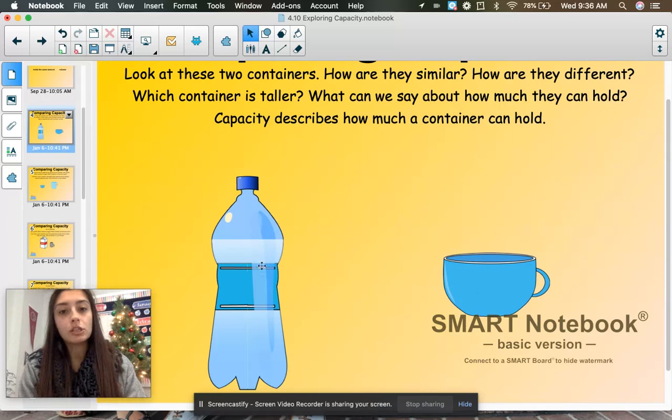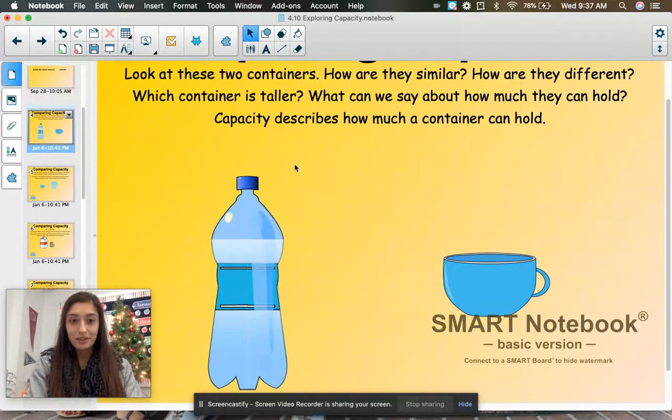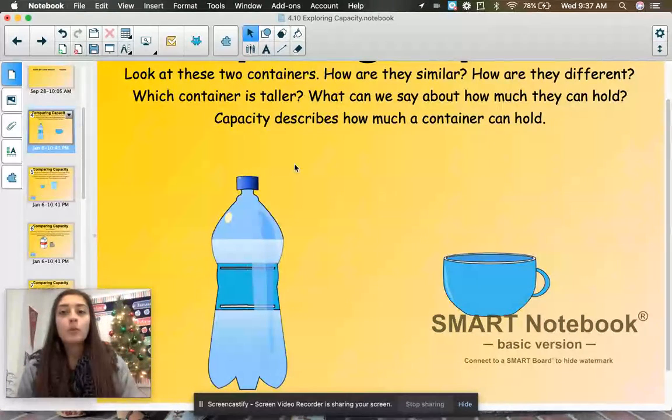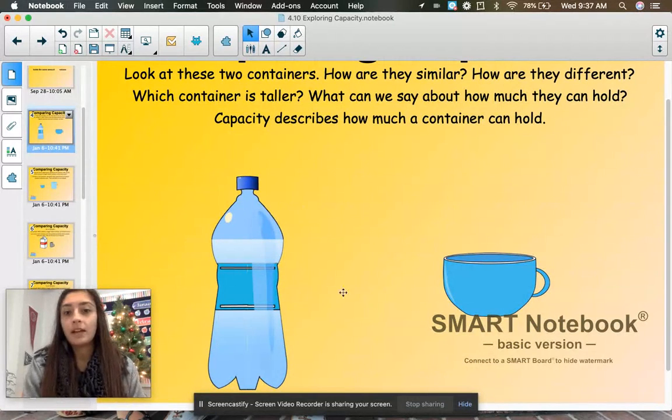Which one do you think is taller? The mug or the water bottle? The water bottle is taller. What can we say about how much that these two containers hold? How much do you think the water bottle can hold? A lot or a little bit? A lot because it's really big. What about this coffee mug? Do you think it can hold a lot or a little bit? Probably just a little bit because it's a smaller container than this water bottle.